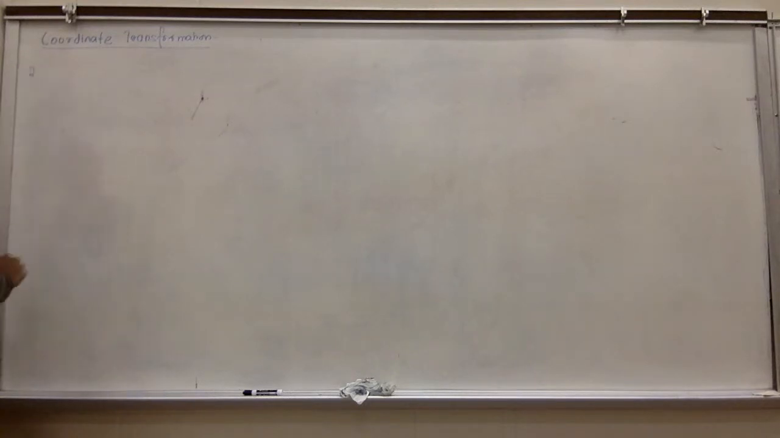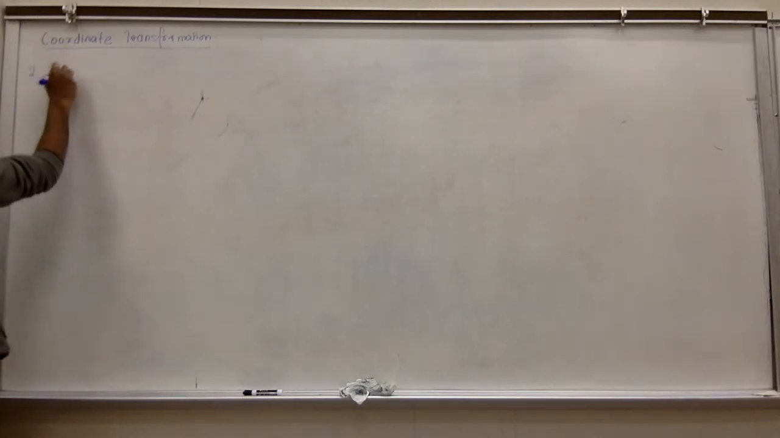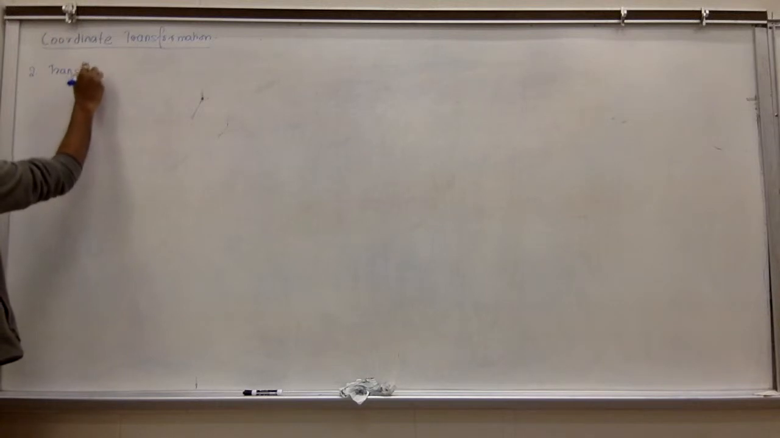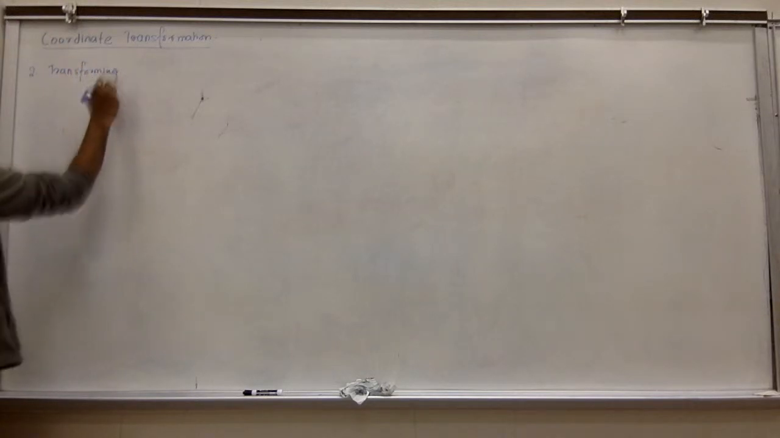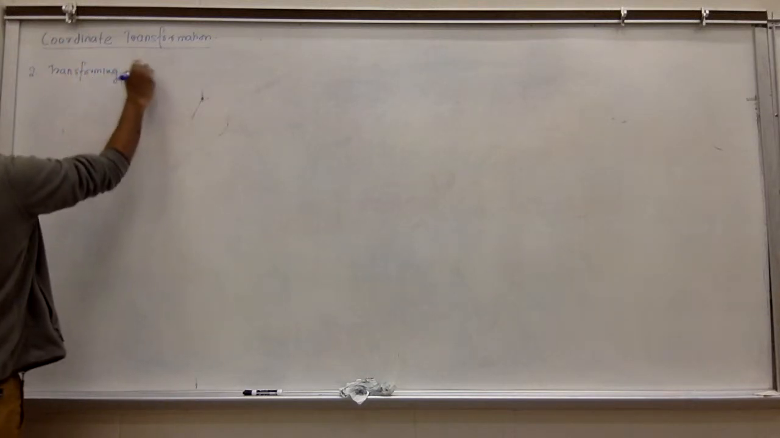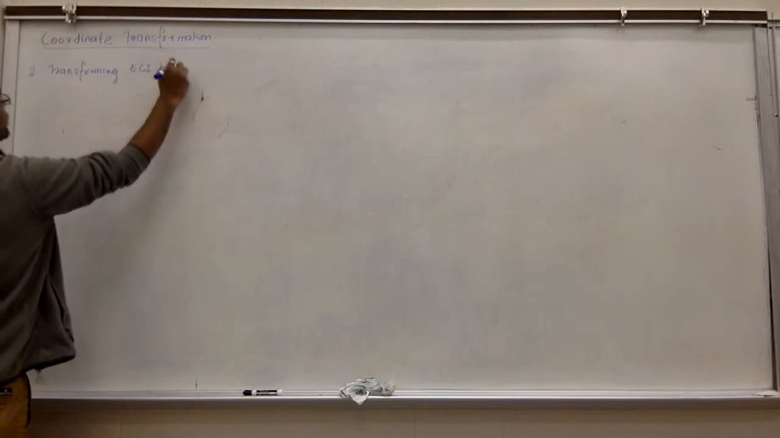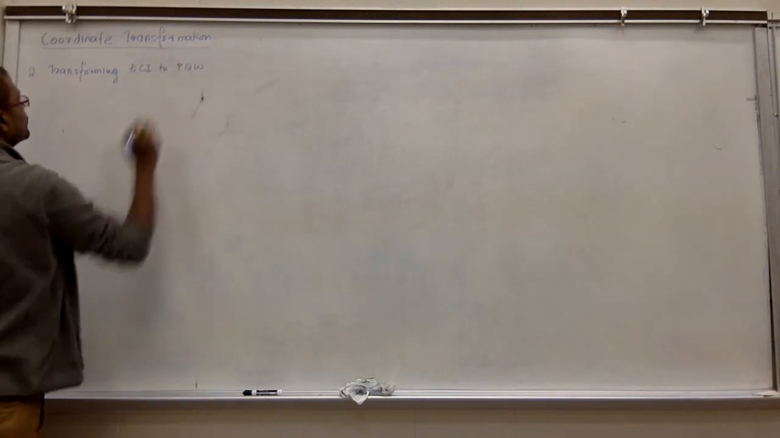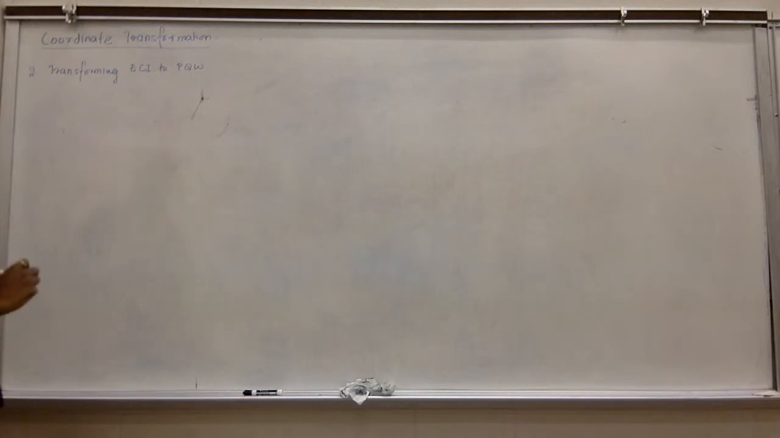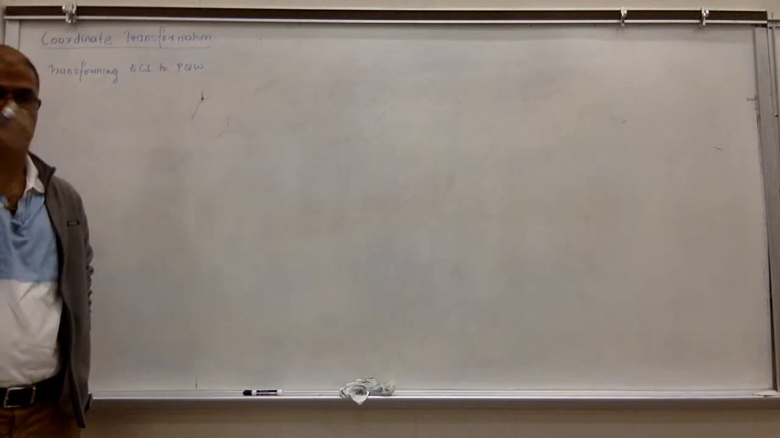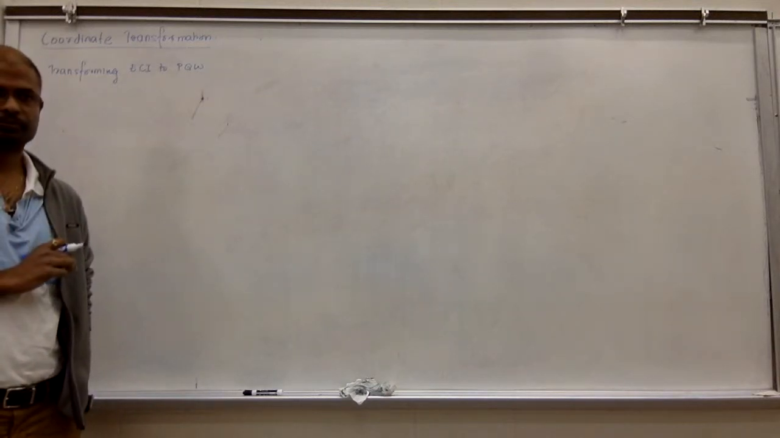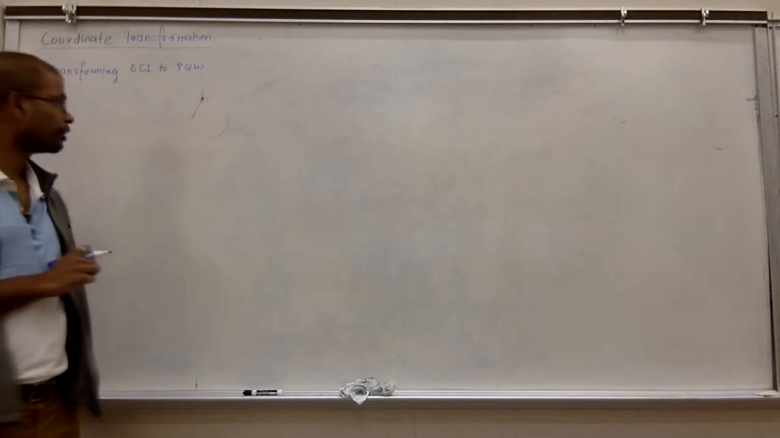So we are talking about transforming ECI to PQW. Again, we have discussed this in detail in our lectures. So what is the ECI frame? How do you identify the ECI frame?